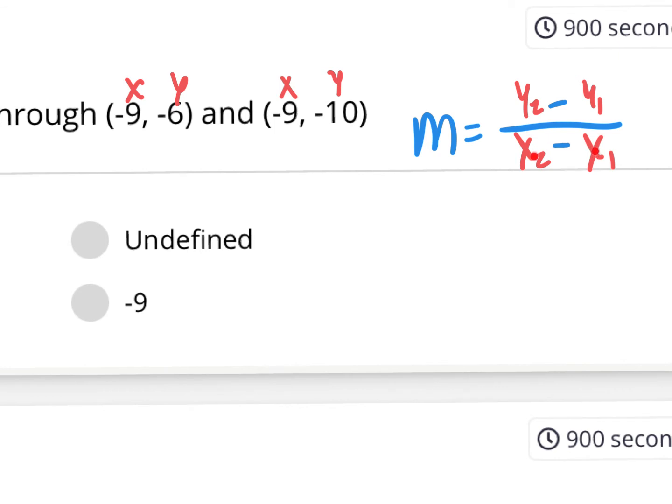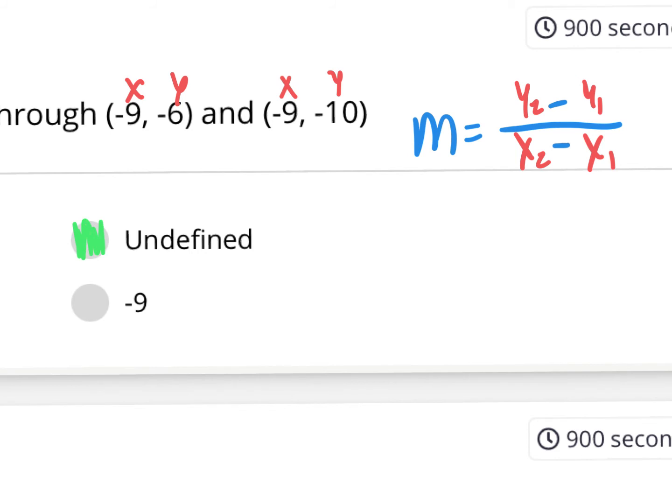So this is pretty simple to understand. If the x's are exactly the same, that means that your denominator is going to be 0, and you know you cannot divide by 0. Even Siri says that 0 is undefined, right? So this is an undefined slope. I hope that makes sense. When 0's underneath, the slope is undefined.